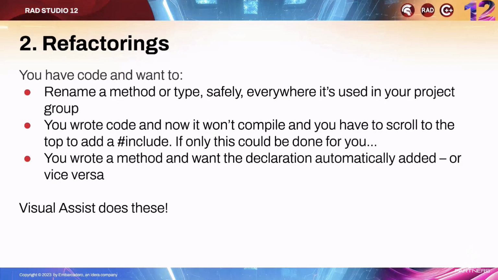The key things we've added in version 12 help you rename a method or type anywhere it's used in your project group. This is what we previewed in the August webinar. But there are other things you might want to do, such as automatically add the right include for the code you've written. Or, taking some inspiration from a Delphi feature, you might want to write a method and have the declaration automatically added, or vice versa, write a method declaration and get the implementation automatically added. And that's what we have, so let's have a look at these live.